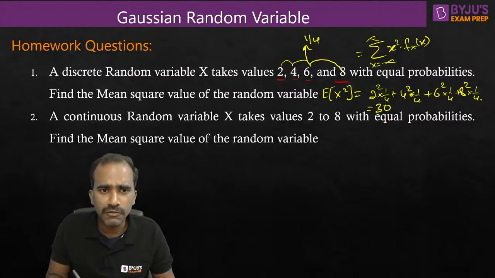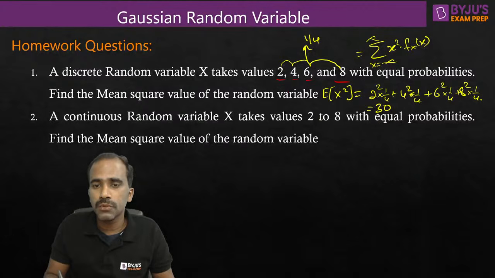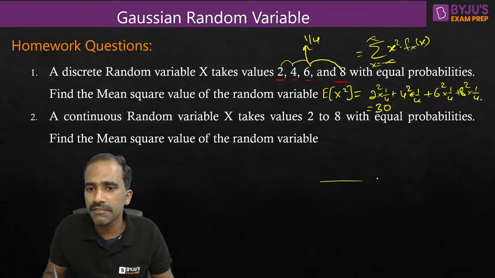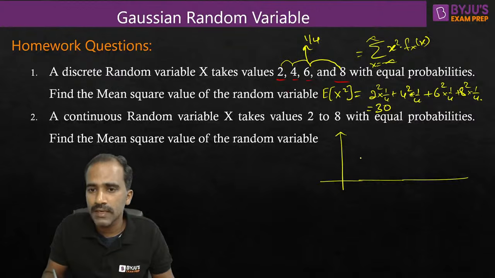Second homework question. A continuous random variable x takes values from 2 to 8 with equal probabilities. So they're saying it is a continuous random variable that takes values from 2 to 8. How many values are there between 2 to 8? There are infinite values between 2 to 8. Okay. So let us plot the PDF. Since it is a continuous random variable, they're saying all the values have equal probability, which means it is a uniform distribution.